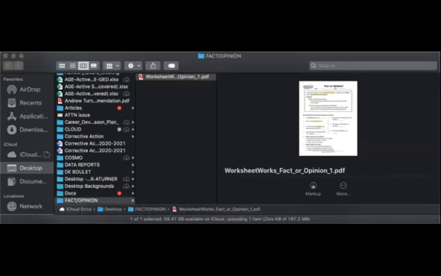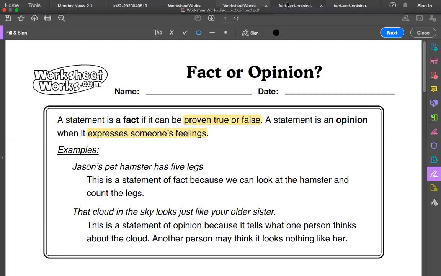Oh, you can't see this, right? I'll get it right. Here we go. All right. Bingo.